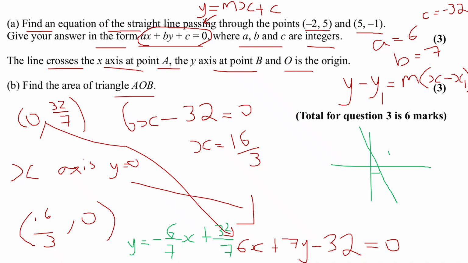So to work out the area, we're going to work out our length, which in this case is going to be 16 thirds. Our height is 32 sevenths. So to work out the area of this triangle, because it meets at a right angle, it's going to be base times height divided by 2. So we're going to have a half times 16 thirds times 32 sevenths.